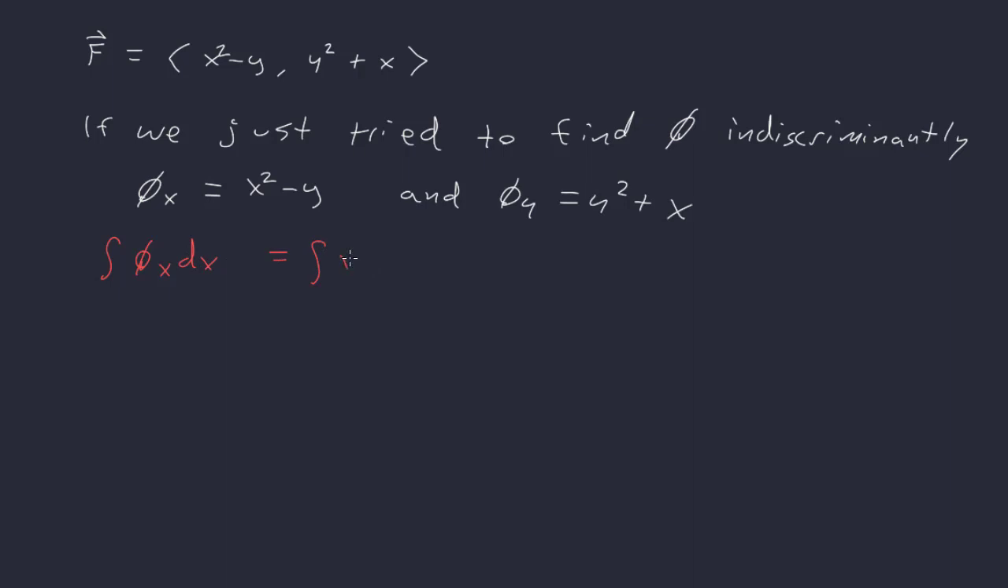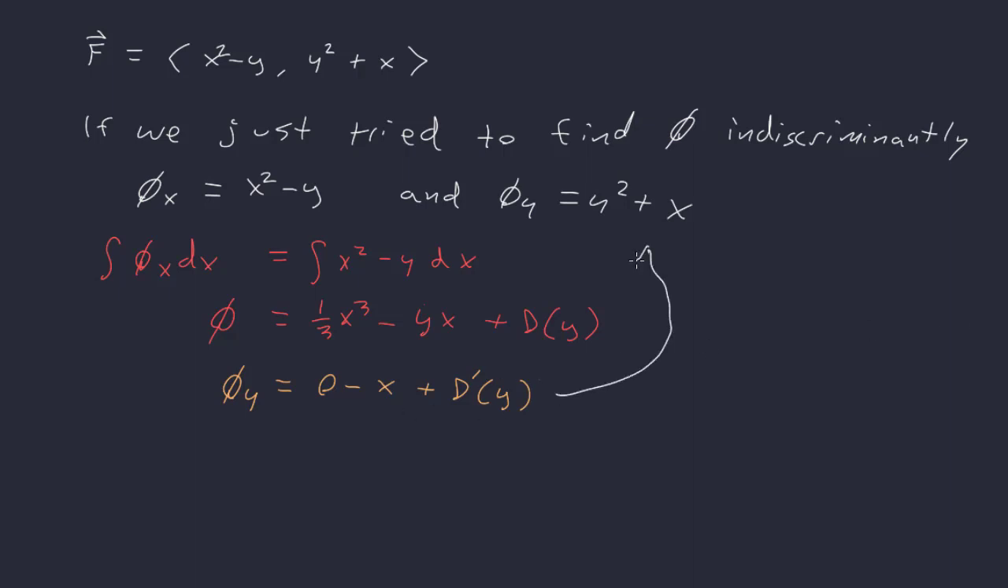Phi sub x dx, that will be the integral of x squared minus y dx, so we'll get 1/3 x cubed minus yx plus some arbitrary function of y. Okay, so there's our phi. And when we go to find our phi sub y, this will zero out. We'll get minus x plus d prime of y.